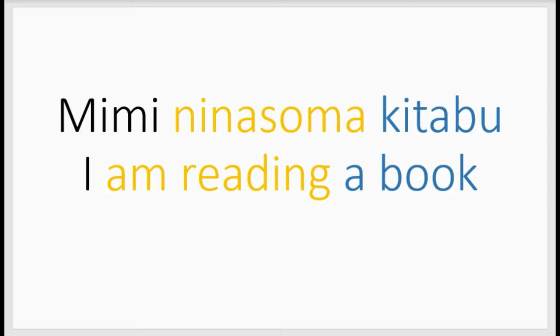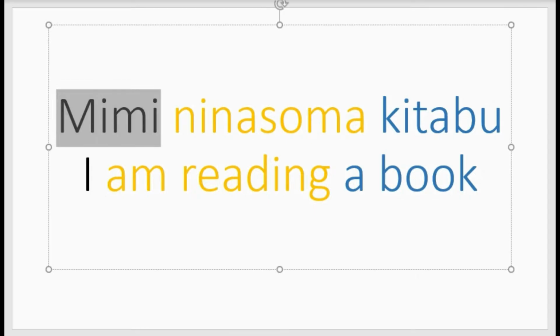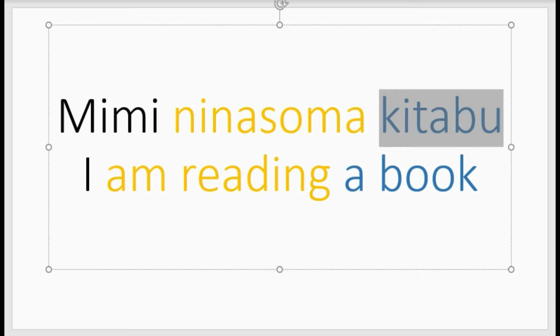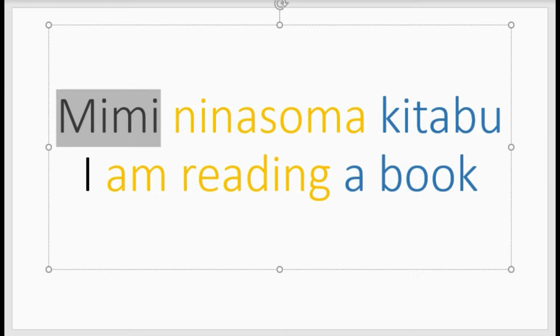Now take this sentence as an example. Mimi ninasoma kitabu, which means I am reading a book. Now at this point we all know what Mimi means, right? We learned about personal pronouns in the previous video. So we know Mimi means I.